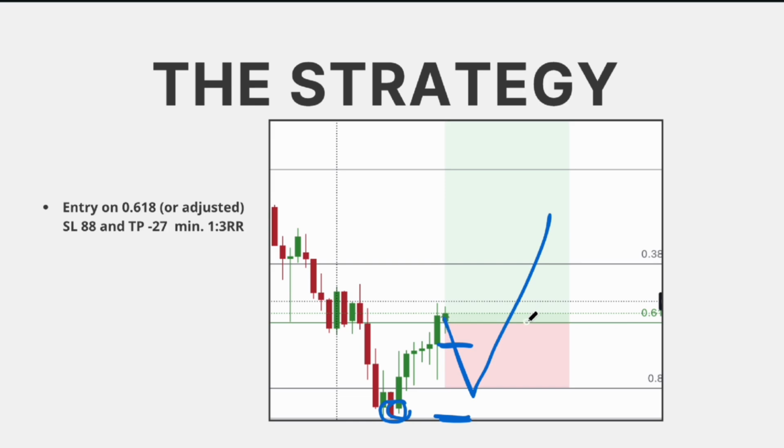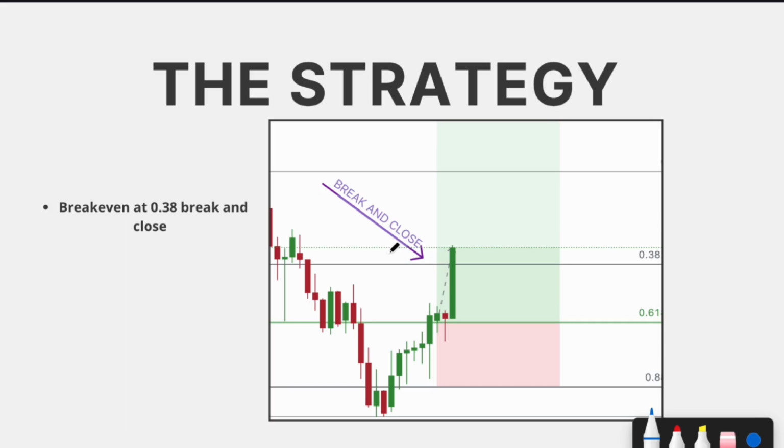So normally we put our entry on the 61 and the stop loss on the 88. But sometimes you will see that the low is all the way down here below the 88 level. So if you then want to be protected by the structural low, you can adjust your entry by placing it lower than this 61 level and adjust your stop loss to under the structural low.